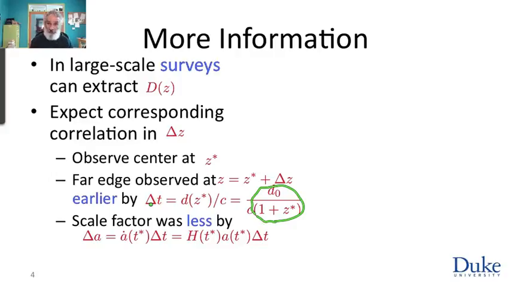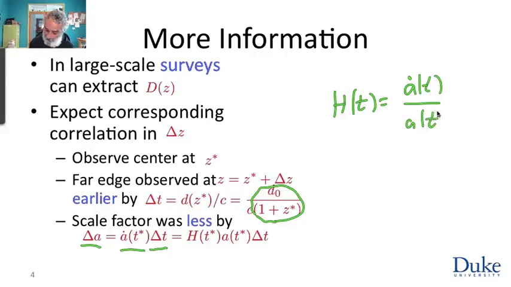Now, over this time, the scale factor increased. Since we're seeing the far end deeper into the past, the scale factor was less when we observed it than when we observed the center. And how do we figure out the change in the scale factor? We take the rate of change of the scale factor and multiply by the elapsed time. Remember that the Hubble constant at any time is the rate of change at that time of the scale factor divided by the scale factor. So we write that as the rate of change is the Hubble constant at time t star times the scale factor at time t star.